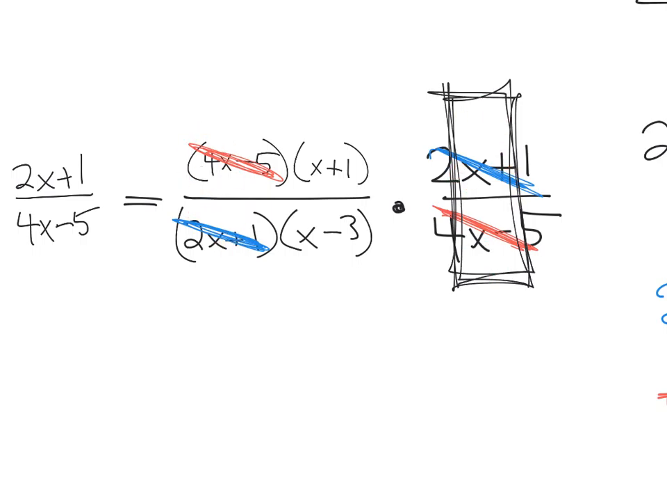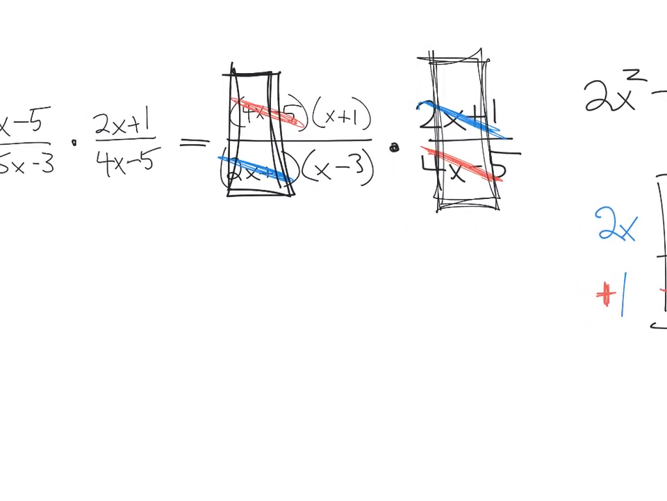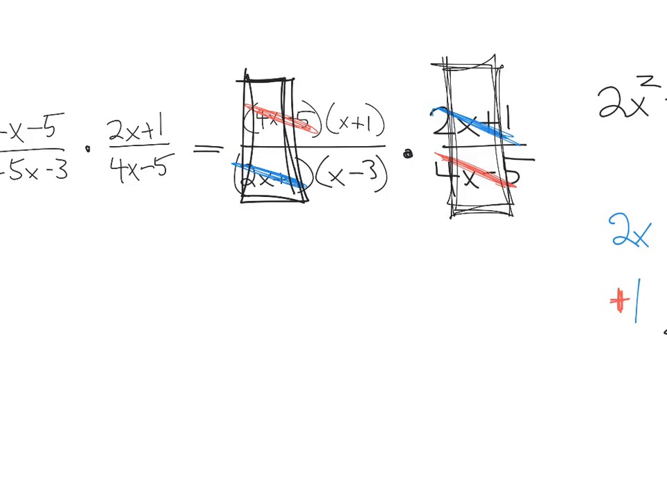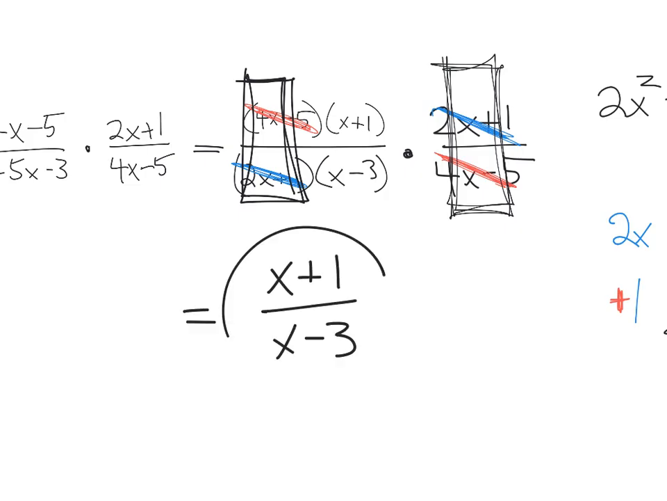And over here, again, I see that this piece right here is 1 whole. So that's not really going to change the value, so I can basically ignore it. And then what do we end up with? We end up with x plus 1 over x minus 3, because that's the part of the fraction that's left over.